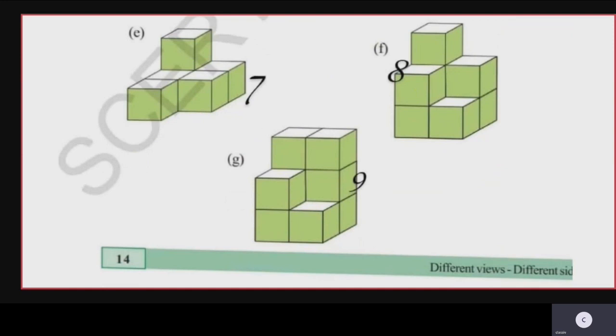Then the last one, G. Down 4 boxes in the first layer, second layer 3 boxes, 4 plus 3, how much? 7. 7 plus 2, the third layer is 2 boxes. 7 plus 2, 9. Yes children? So how many did you get? 4 plus 3 plus 2, how much? 9. G answer is 9. Okay, so write this in your classwork, children.